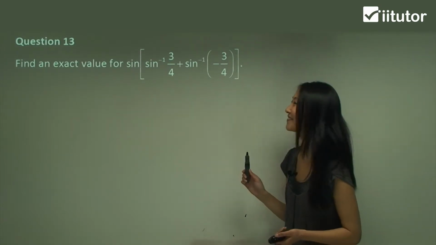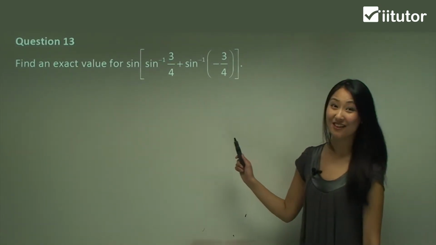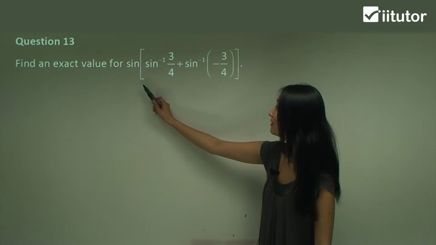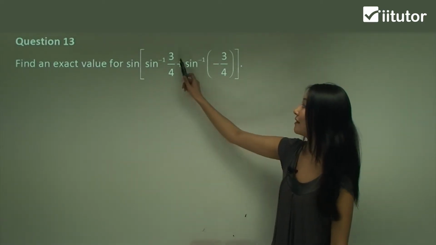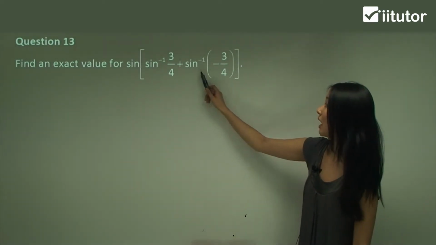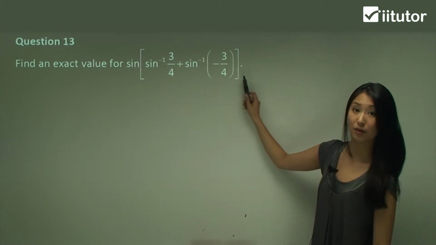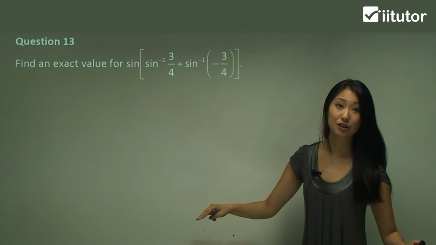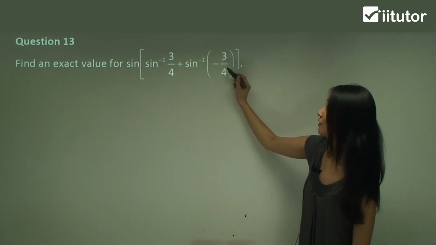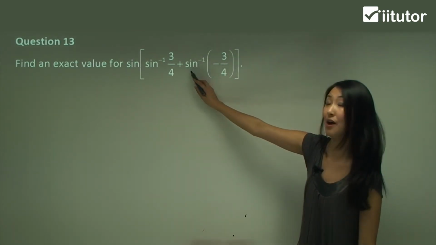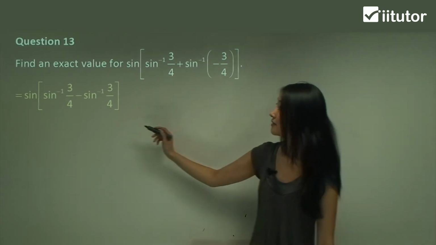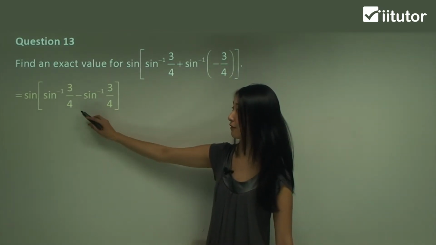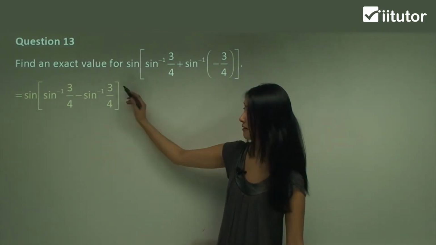Let's have a look here now. In question 13, we want to find the exact value for sine of inverse sine 3 on 4 plus inverse sine of negative 3 on 4. So first of all, we want to get rid of that negative. First thing we want to do, get rid of the negative there. So we can just take that out, can't we? Because it's sine. So that just becomes inverse sine 3 on 4 minus inverse sine 3 on 4.